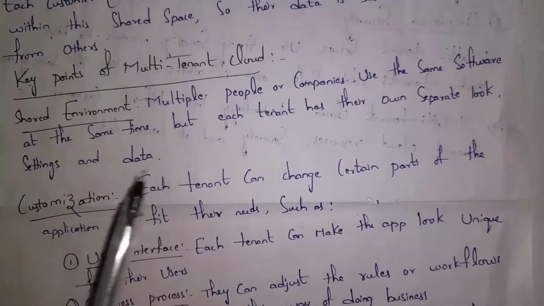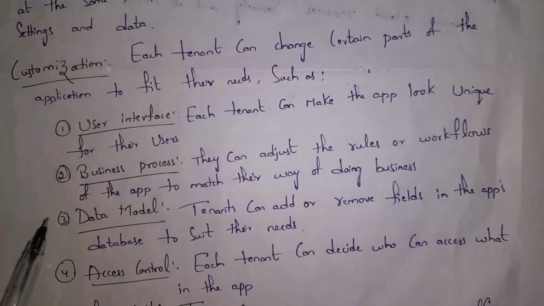Each tenant can change certain parts of the application to fit their needs, such as user interface, business process, data model and access control. Guys, for example, if you rent any software in cloud, then you can do various settings to that software. For example, you can change the user interface. That is nothing but you can change the looks of that software. Based on your business, you can also change the rules of that software.